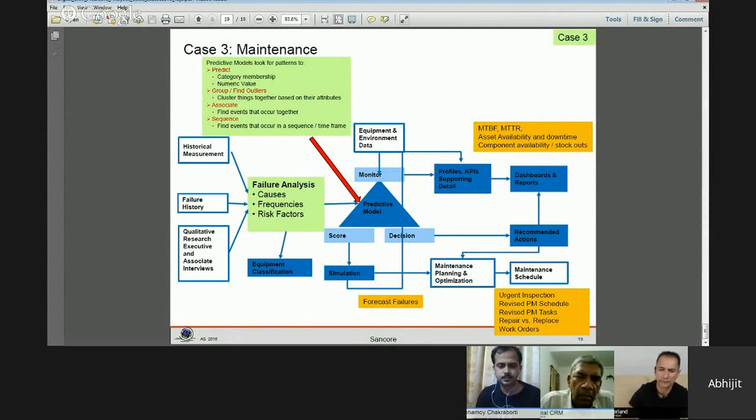Some of the outputs of that go into your maintenance planning, and that can help you derive a maintenance schedule. And even if you just start monitoring the data, you can start developing your maintenance asset profiles and key performance indicators. You can start measuring mean time between failures, mean time between repairs, asset availability, downtime, component availability, stockouts, etc. And then you start creating a dashboard and reports.